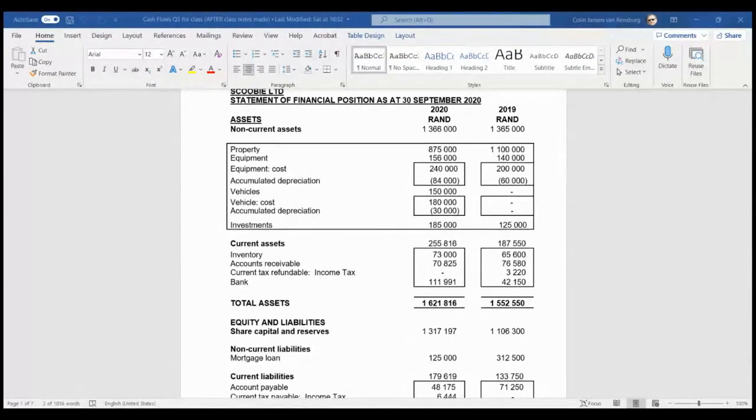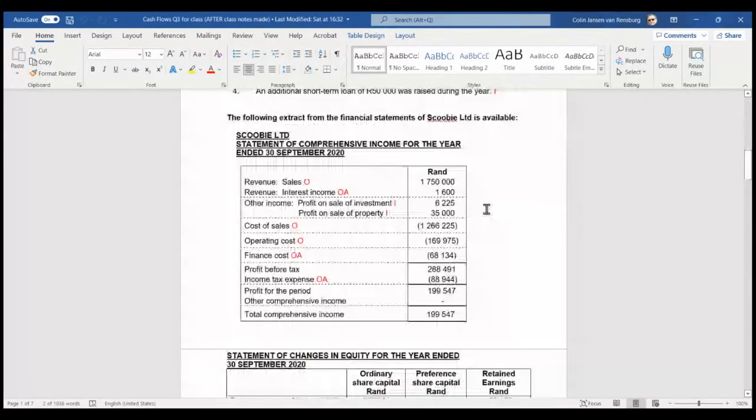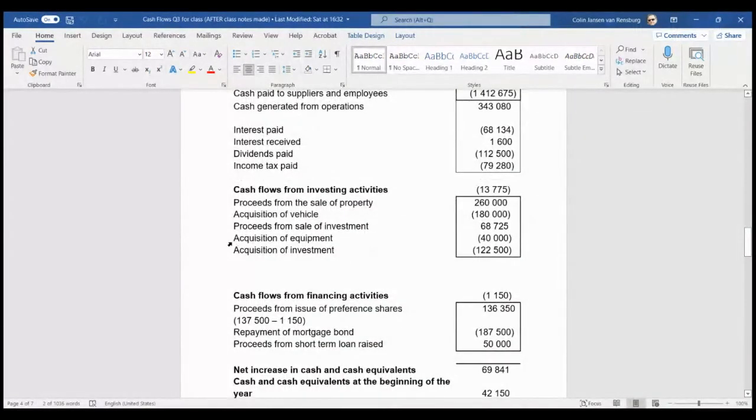So now we can simply go back to our statement of cash flows. Let's scroll all the way down to it. There it is. Acquisition of equipment, and as you've all correctly stated, 40,000. Inflow or outflow? We've already answered that question. It's an outflow of cash, and therefore we have to indicate it in brackets, as a negative. Okay, so far so good.